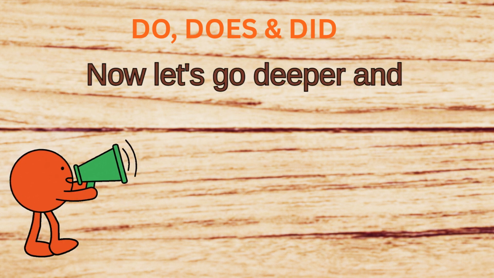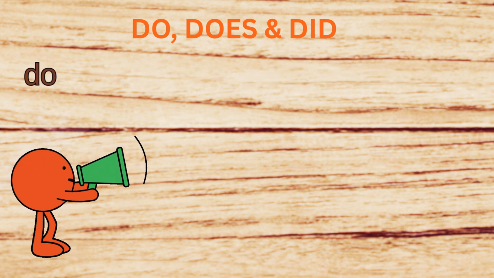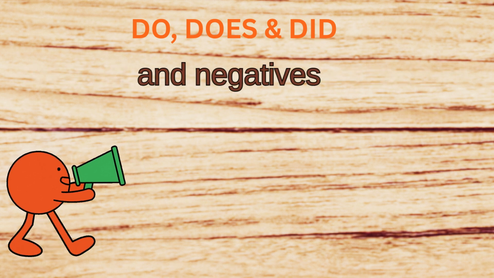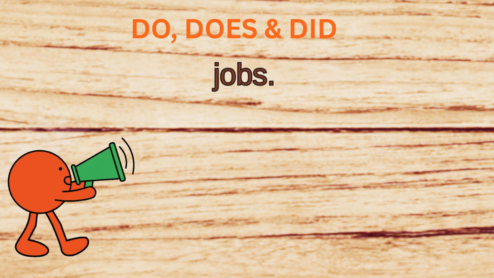Now let's go deeper and talk about how do verbs work as auxiliary verbs. In English, do is often used to form questions and negatives in the present simple and past simple. This is one of its most powerful jobs.